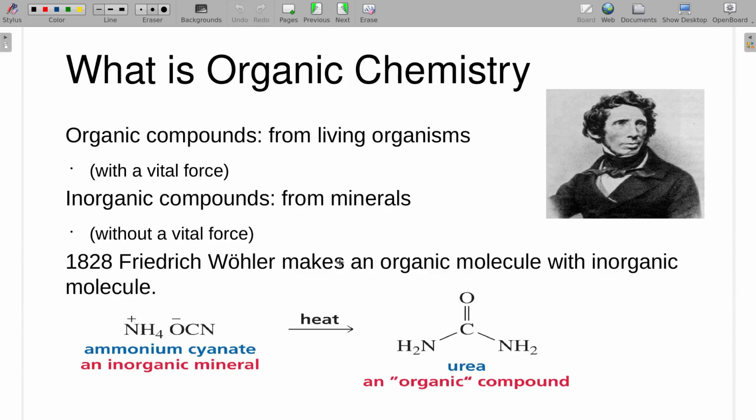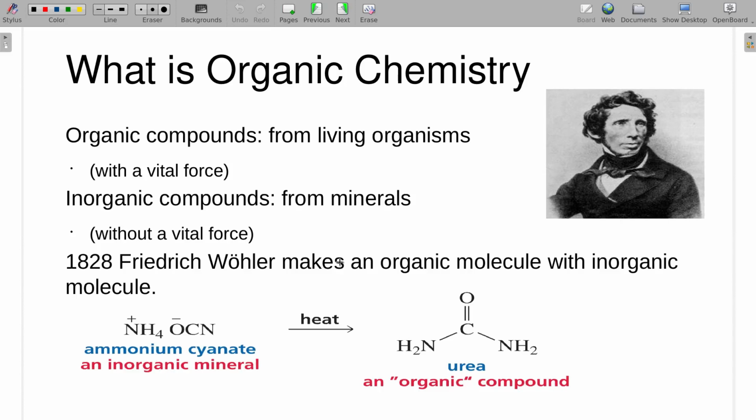All right, now organic chemistry gets its name from the fact that at one time, anything that was considered organic was something that at least was once living. Now, back in the 1800s, they were talking about something called a vital force, as in there was something in a molecule that had to be created in something that was living, and if it was from a mineral, something that was never living, it doesn't have that vital force.